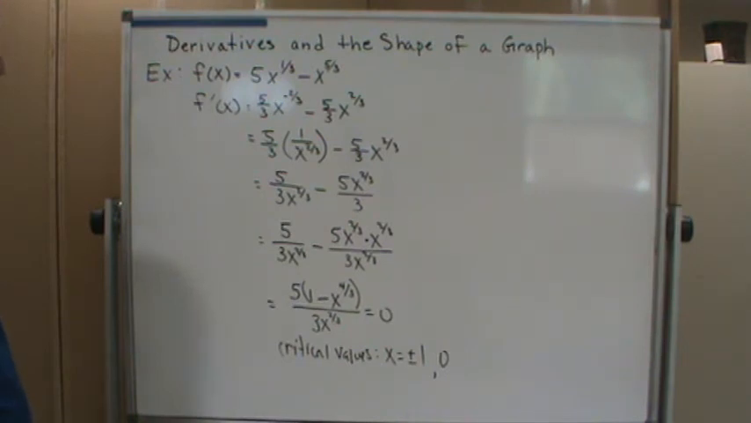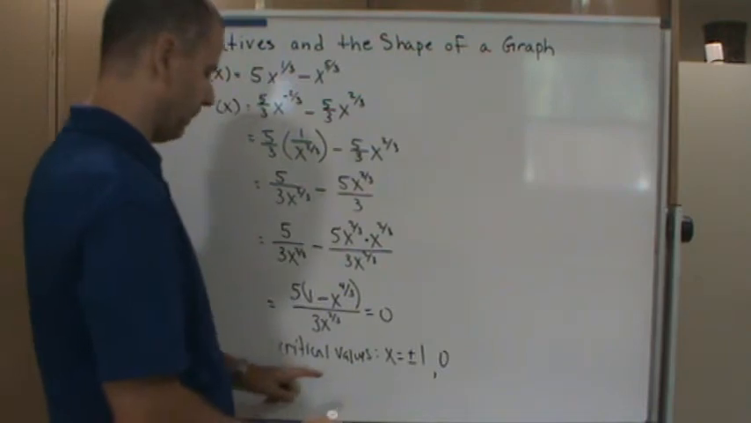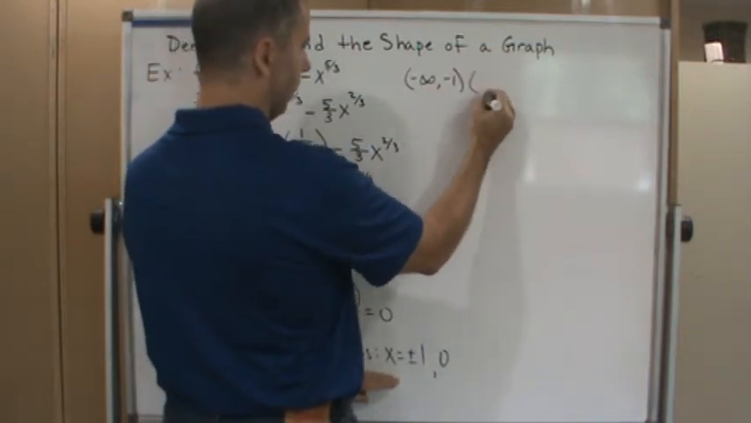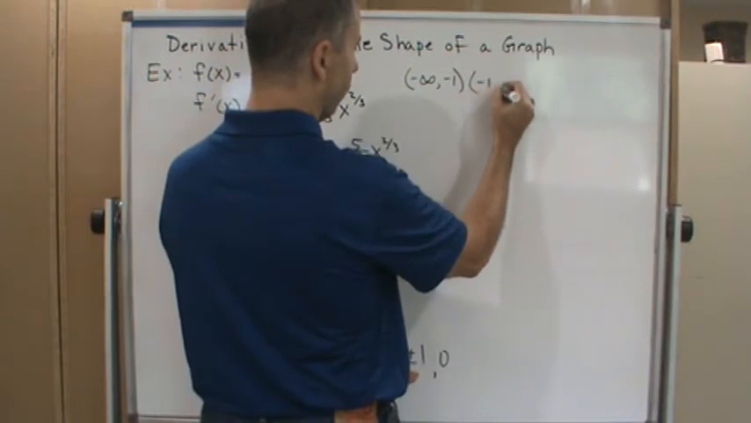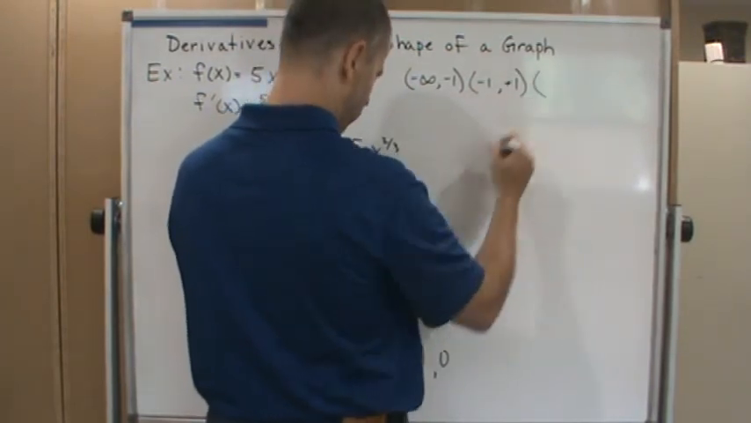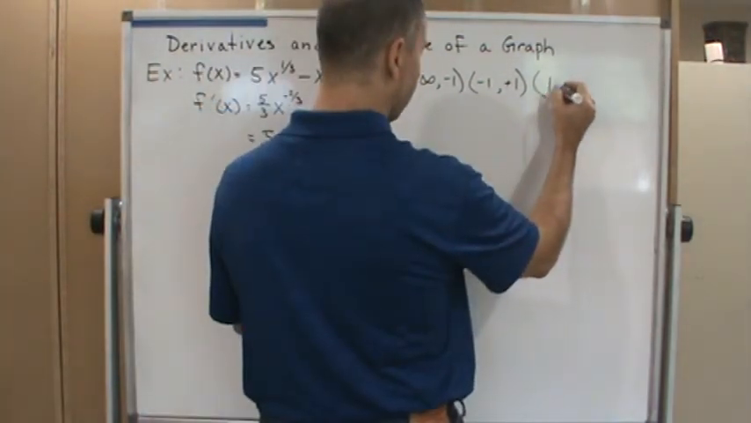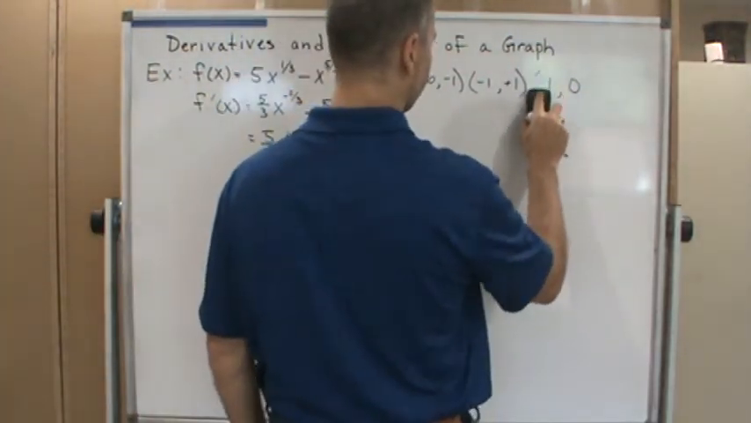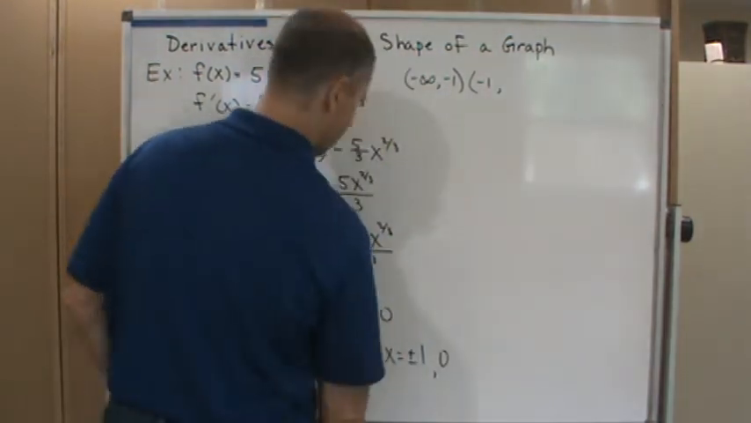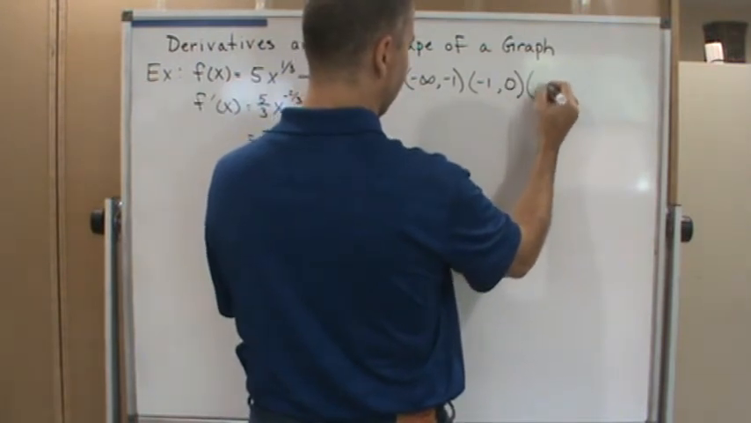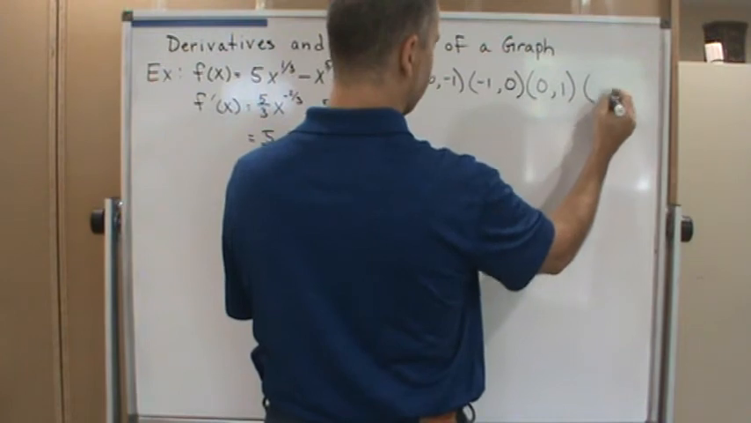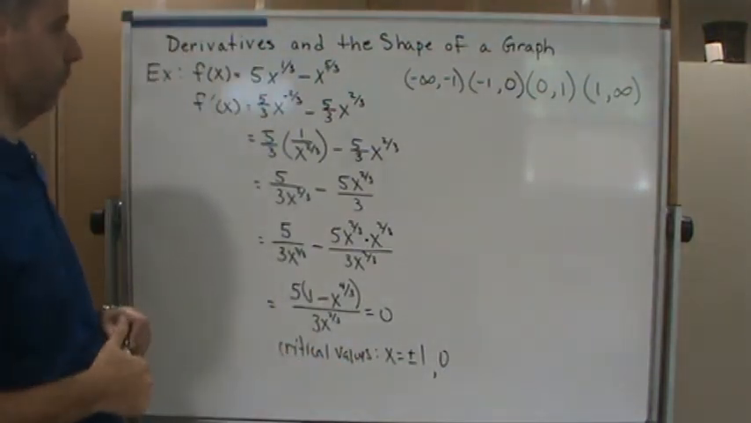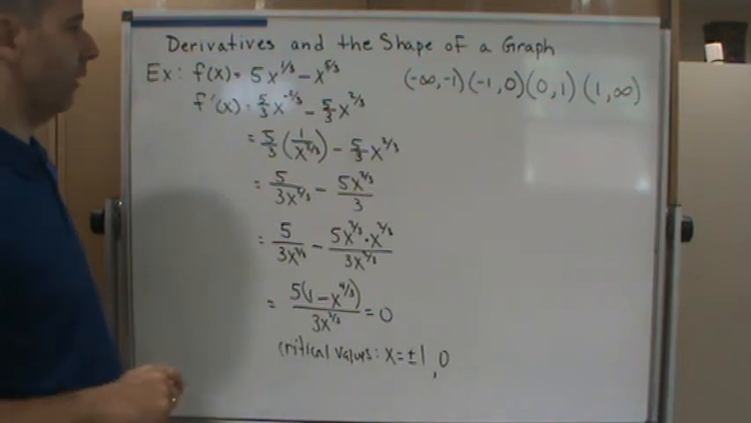Okay, so now we're going to split up our interval. So one interval is going to go from negative infinity to negative 1. And then another interval is going to go from negative 1 to positive 1. Oh, hold on, I messed up. So negative 1 to 0, and then from 0 to 1. And then the last interval will go from 1 to positive infinity.